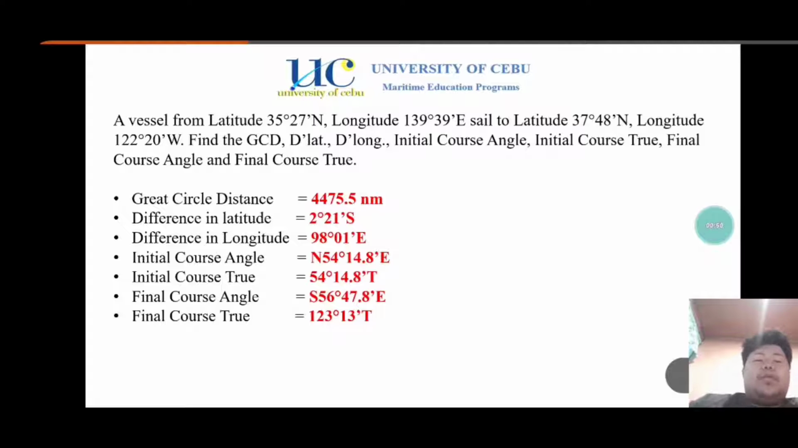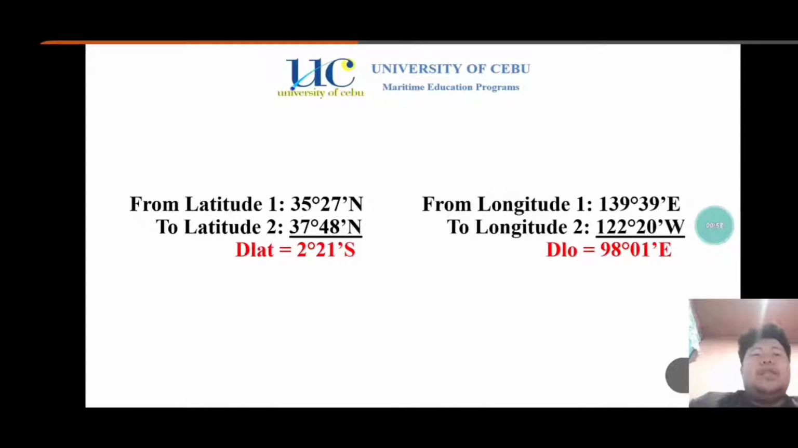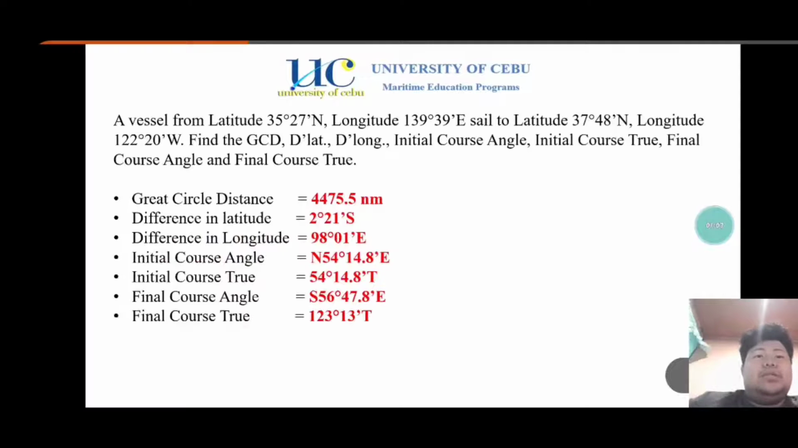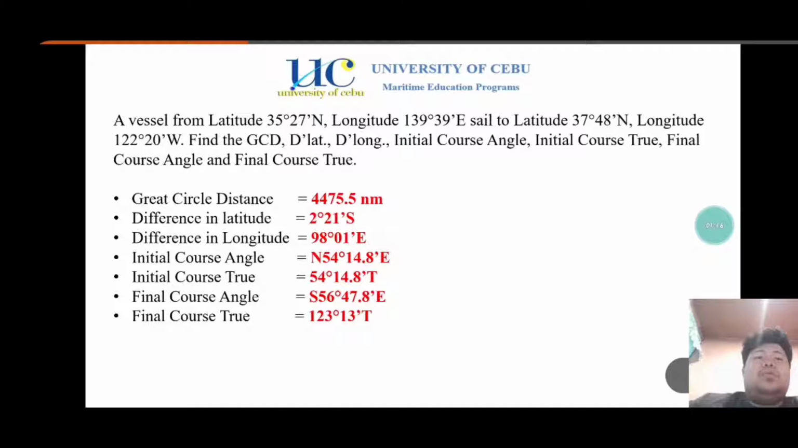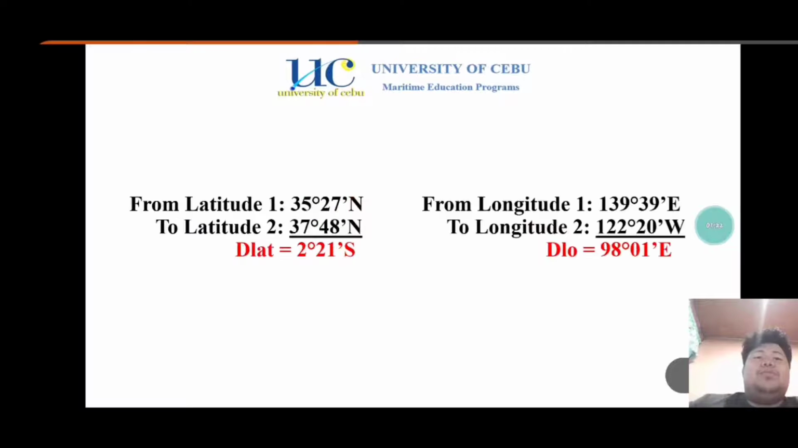So how to get the difference in latitude, or DLAT? To get the difference of latitude, we need latitude 1, which is 35 degrees 27 minutes north, and latitude 2, which is 37 degrees 48 minutes north. In the formula of great circle sailing, if it is the same name, we need to subtract.